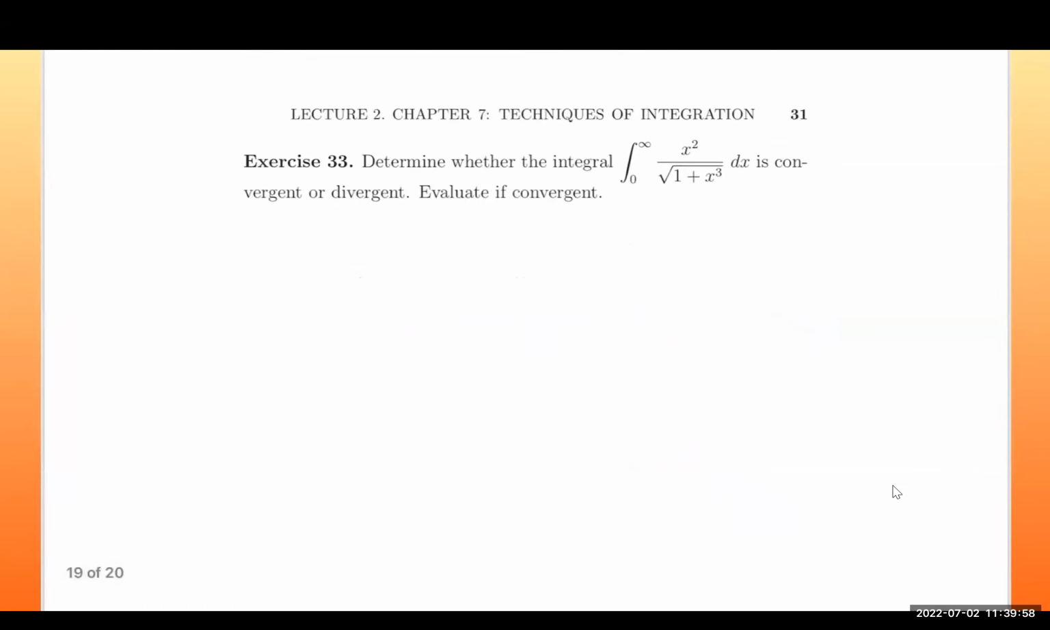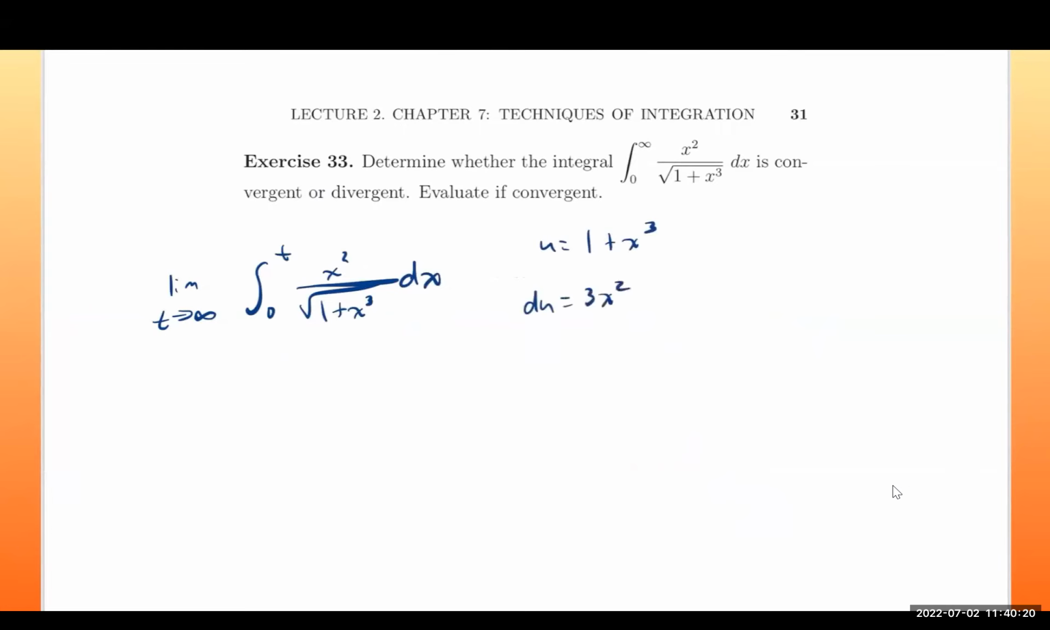All right, the next example, we're going to apply the same definition once again. So this is going to look like this: the limit as t approaches infinity of the integral from 0 to t of x squared over the square root of 1 plus x cubed dx. We're going to do the u substitution u equals 1 plus x cubed, which means du will be 3x squared dx, which can be rewritten as 1/3 du equals x squared dx. And now we can substitute this part out and replace it with 1/3 du.